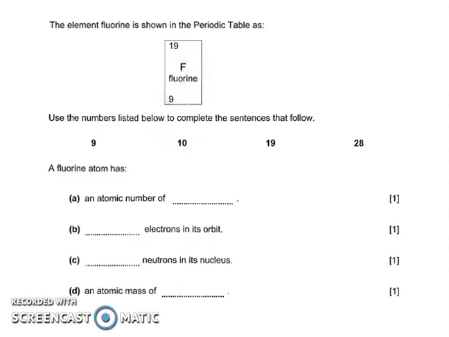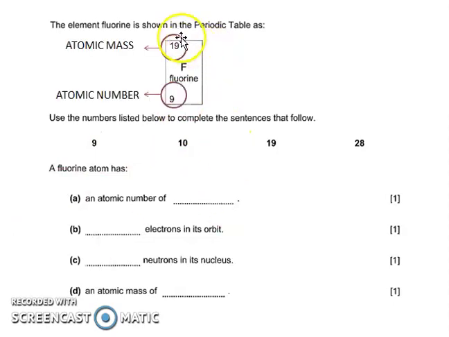So always remember that the larger value will be the atomic mass and the smaller value will be the atomic number, as the atomic number is the proton number. And you need to know, adding the proton number and neutron number together, you will get the atomic mass. So now let's try to answer the question.